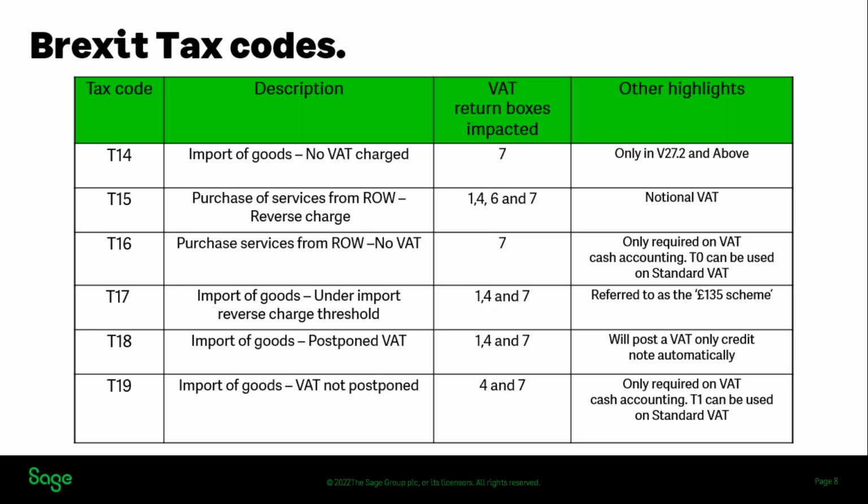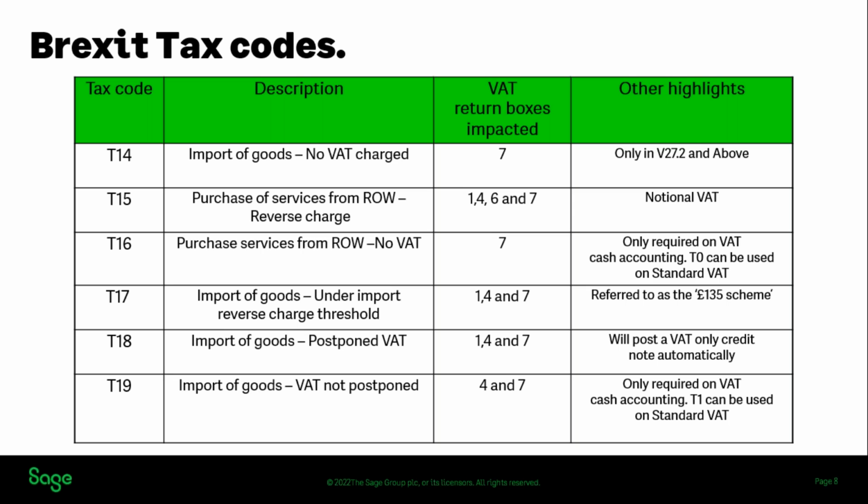Postponed VAT, so if you have decided you're going to be using postponed VAT on your transactions, then the T18 tax code is going to again do the same impact on the VAT return on boxes 1 and 4 with the net element in box 7, but it posts the VAT only credit note, which we'll show you in just a moment, just to correct that supplier balance.